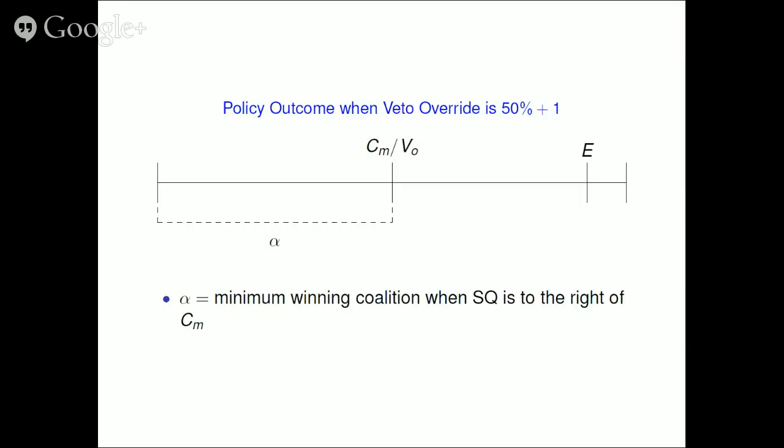And the reason that's the case is because the chamber median and the veto override must vote for the new policy. If they don't, the policy will not win. The veto will be sustained. So they must vote for the new policy.